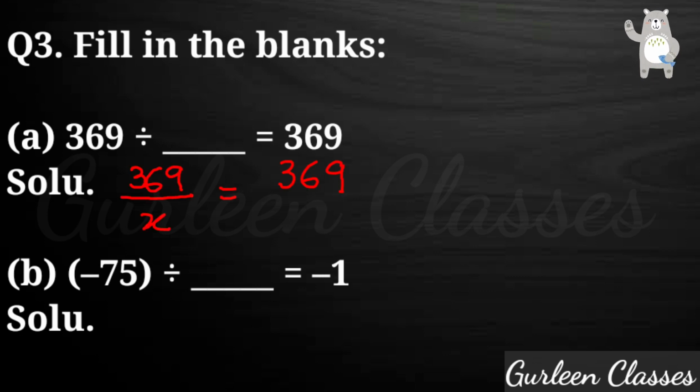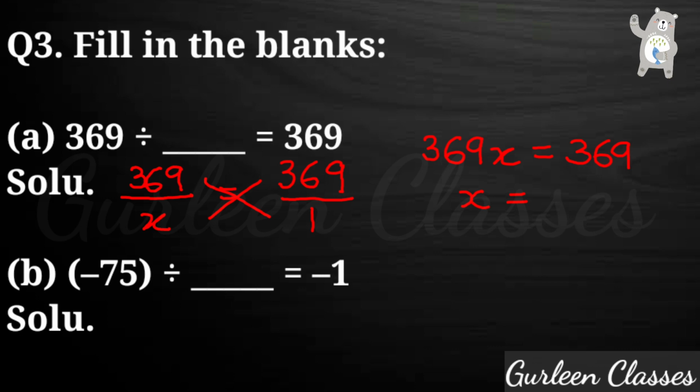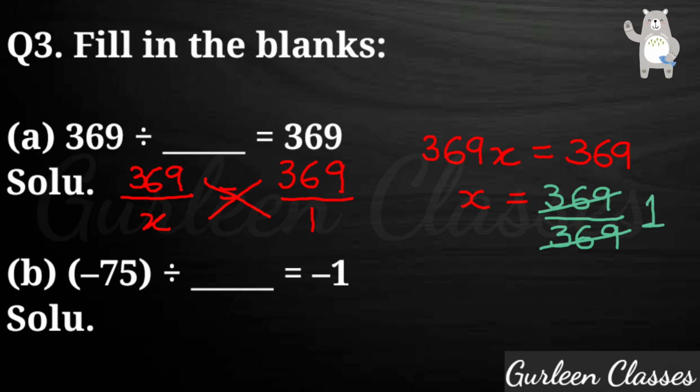So 369 divided by x is equal to 369. So here let us do cross multiply. 369x is equal to 369. X is equal to 369 divided by 369. So what is the value of x coming? 1. So right here 1.